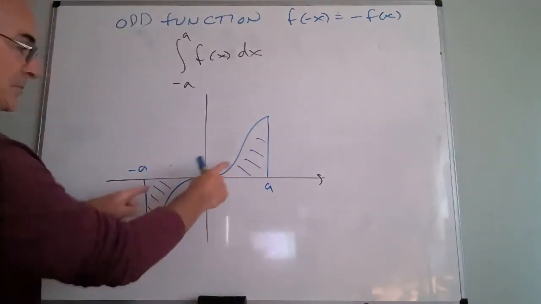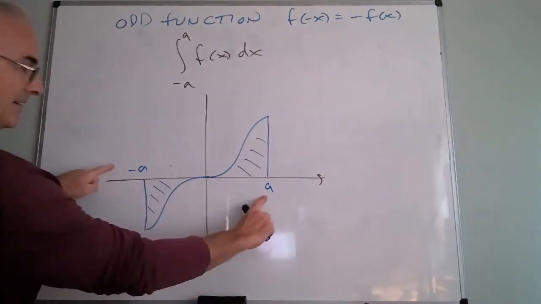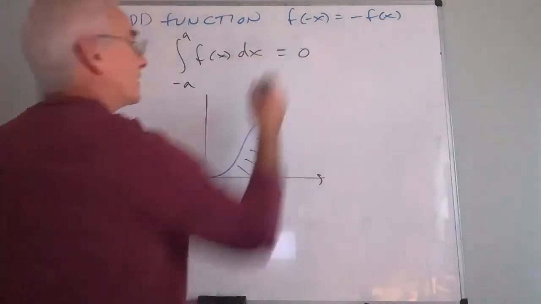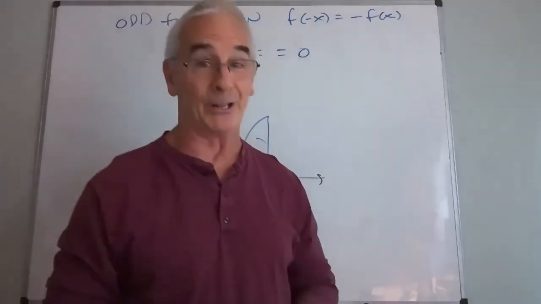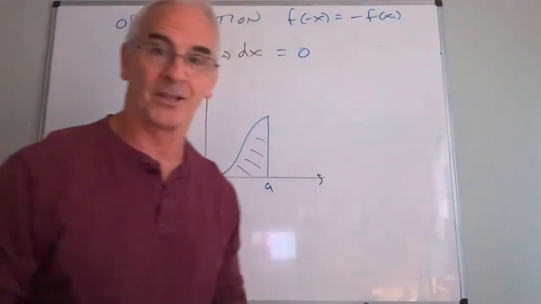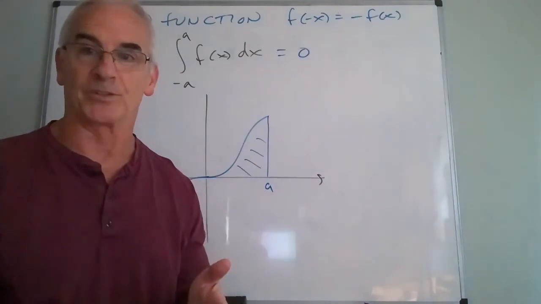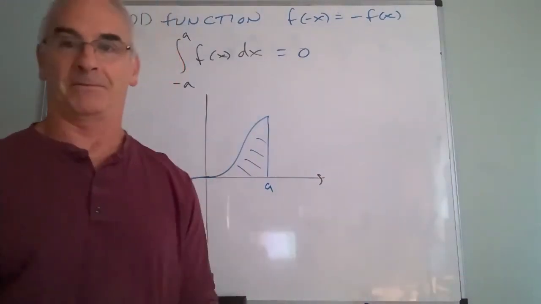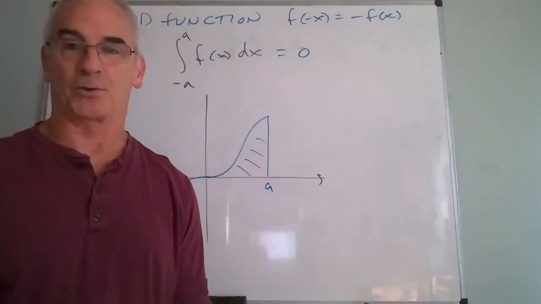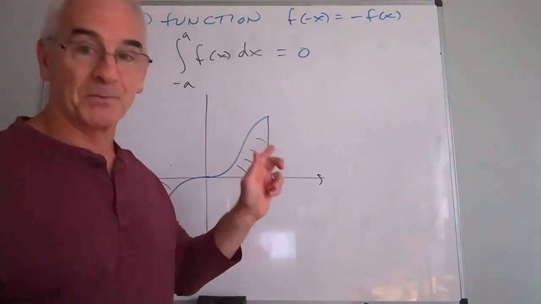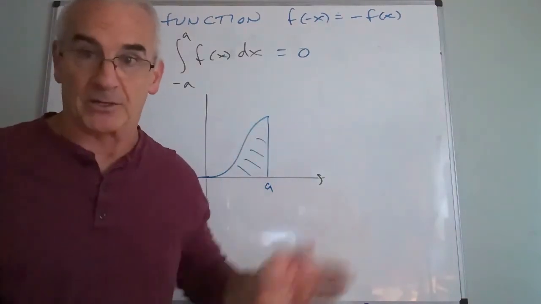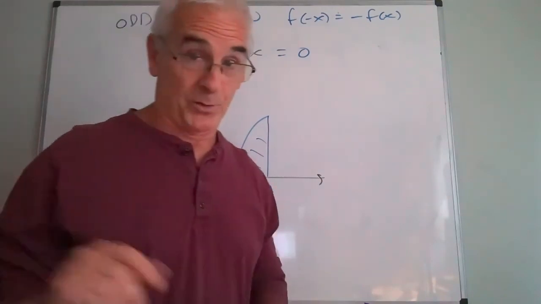What should the answer to this be? 0. This is one we really like. An odd function with symmetric limits is equal to 0, period. You don't have to do any work whatsoever. But again, it's the symmetric limits. If my limits aren't symmetric, then there's no trick. Okay, you with me so far?